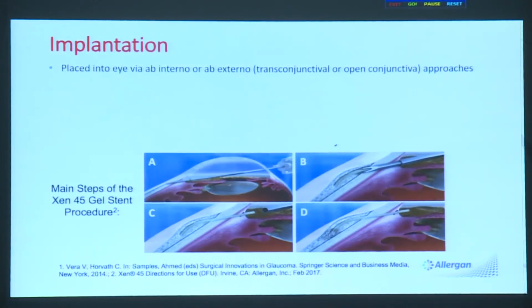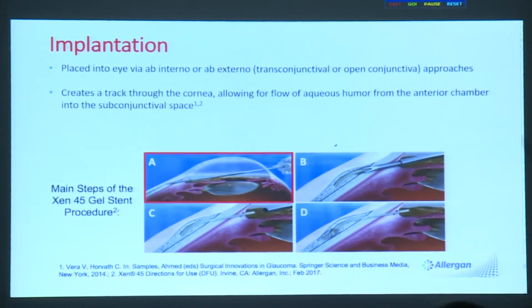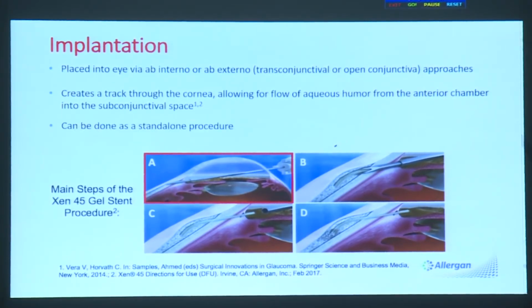Implantation of this device can be either ab interno or ab externo. It can be transconjunctival or with open conjunctiva. It creates a track through the cornea for flow of aqueous humor from the anterior chamber into the subconjunctival space, which you see here in this first photo labeled A. It can be done as a standalone procedure.